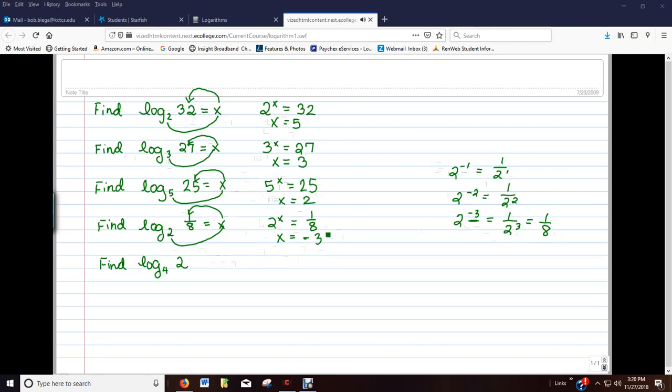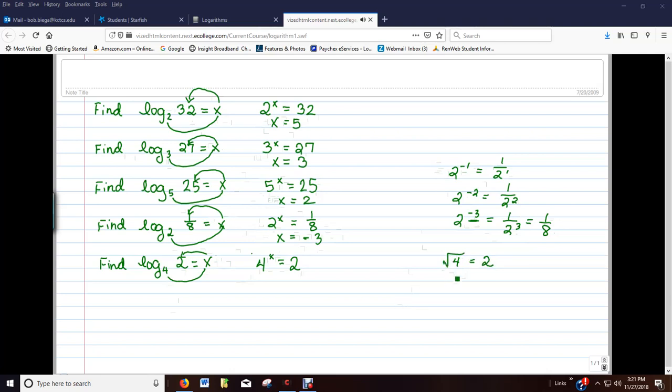Alright, now our next one is tricky as well. If we rewrite this one, 4 to the x equals 2. Well, 4 to the what power is equal to 2? It's getting smaller. Well, if we think about this, the square root of 4 equals 2.